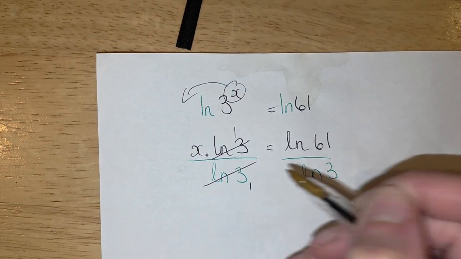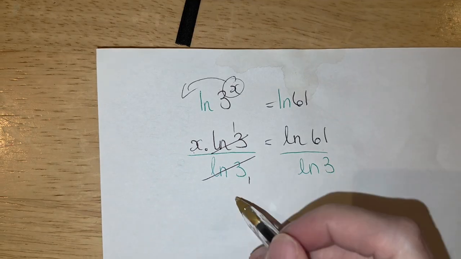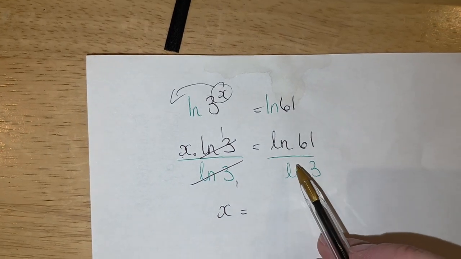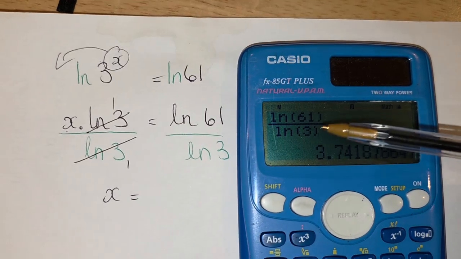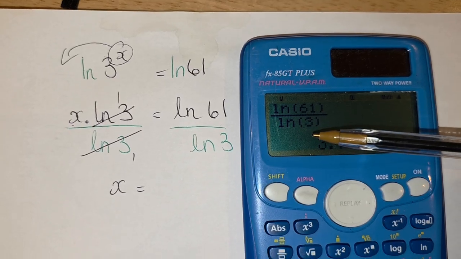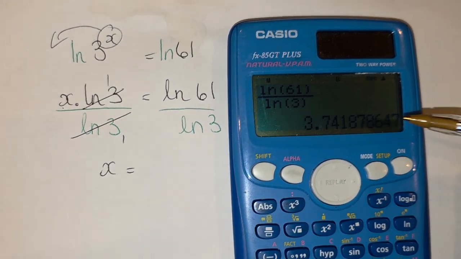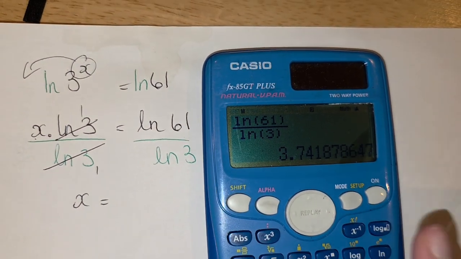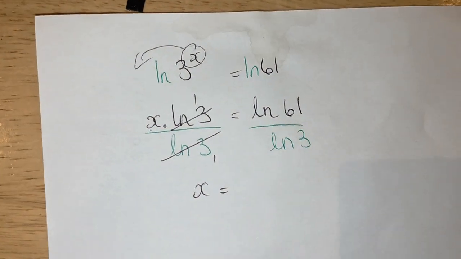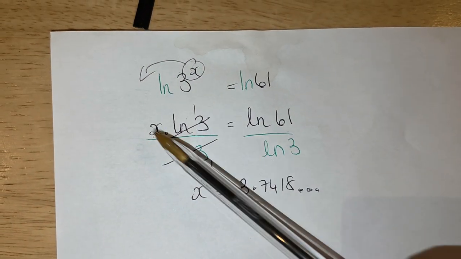ln 3 divides into ln 3 once, so it's gone. You're left with x is now equal to, you put that into your calculator. So ln 61 all over ln 3, so you're just using your natural log button, and you're getting back 3.7418. So exact same answer again. All right, but again, it was the extra line of work.